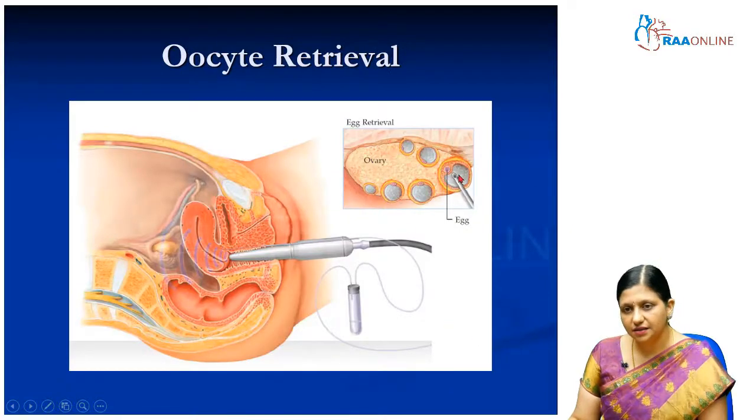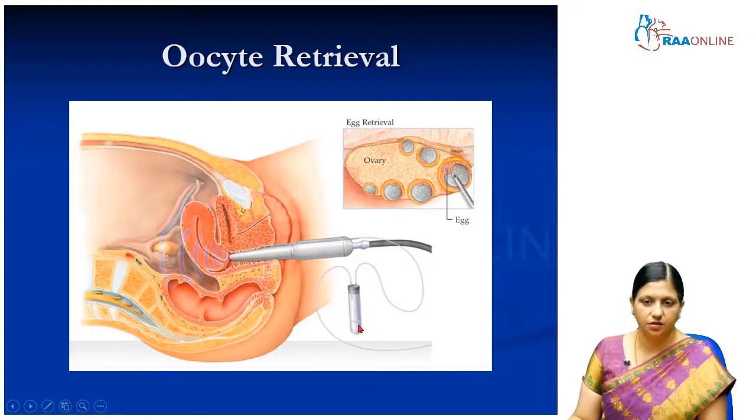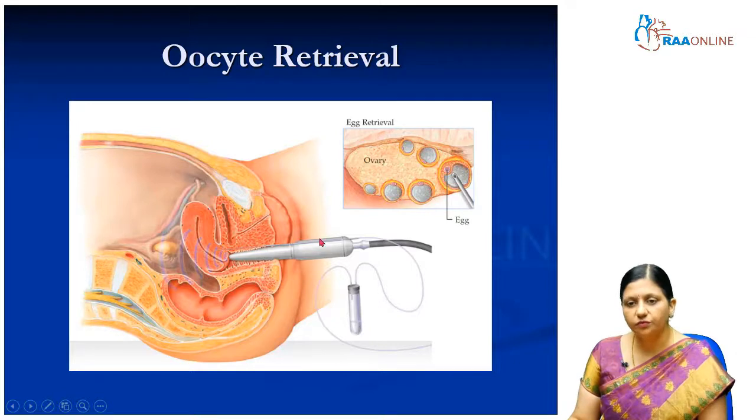This is the same. This needle can have a single lumen or it can be a double lumen needle, and this is the tubing which goes into the suction apparatus, and via the test tube the oocyte is aspirated into this fluid. The flushing media used is Hepes media.